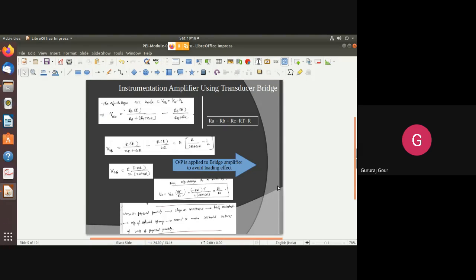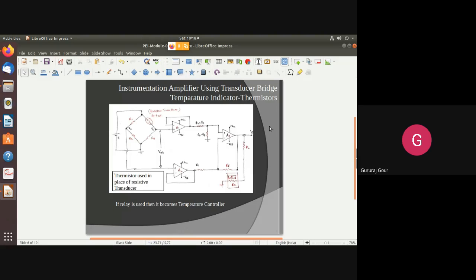So this is the main concept how basically an instrumentation amplifier will work out using transducer bridge. Now let us take how to measure the temperature. Suppose if you are going to replace this resistive transducer arm with the thermistor, then this setup will be acting like a temperature indicator. Or if you replace this R by relay, then this will be acting like a temperature controller. So remember the difference between the temperature indicator and controller. If you use thermistor here, it will act like temperature indicator, and if you use a relay here, it will be acting like a temperature controller.